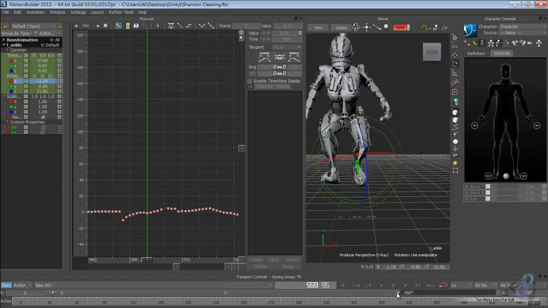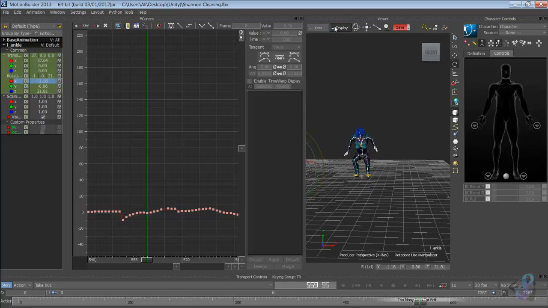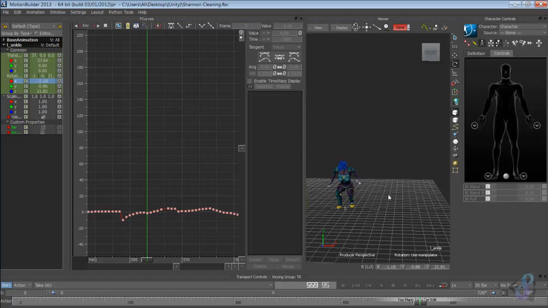And remember, because the second character is still following this one, she would be cleaned again. So let's take a look at the animations from start to the end. Hopefully it won't freeze anymore. It froze right at the start. Come on, sorry.